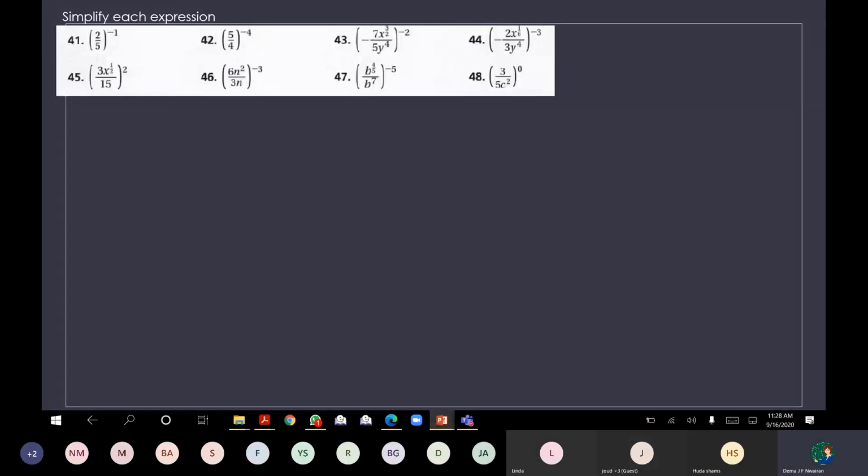So simplify now each expression. Here, let's do which one? Let's do number 43. In number 43 here, as you see, here we have.